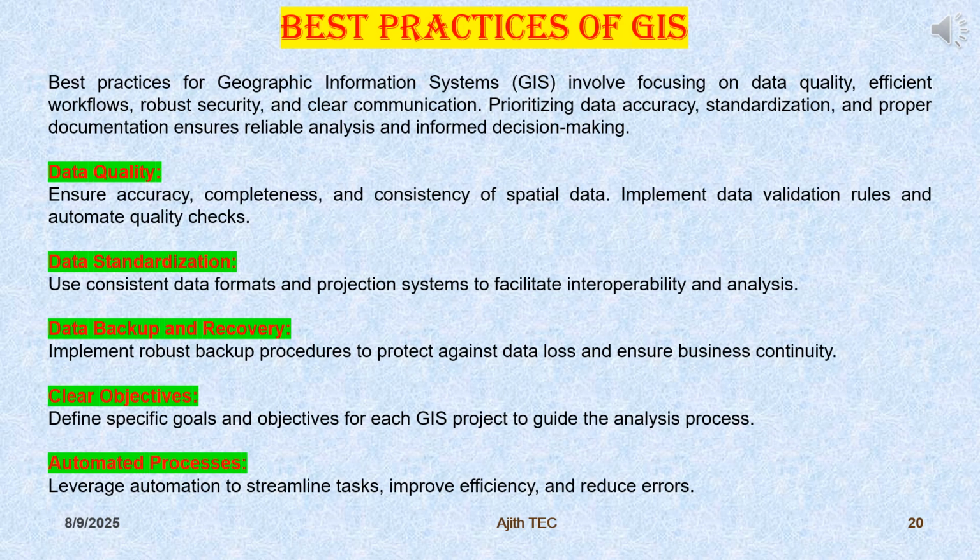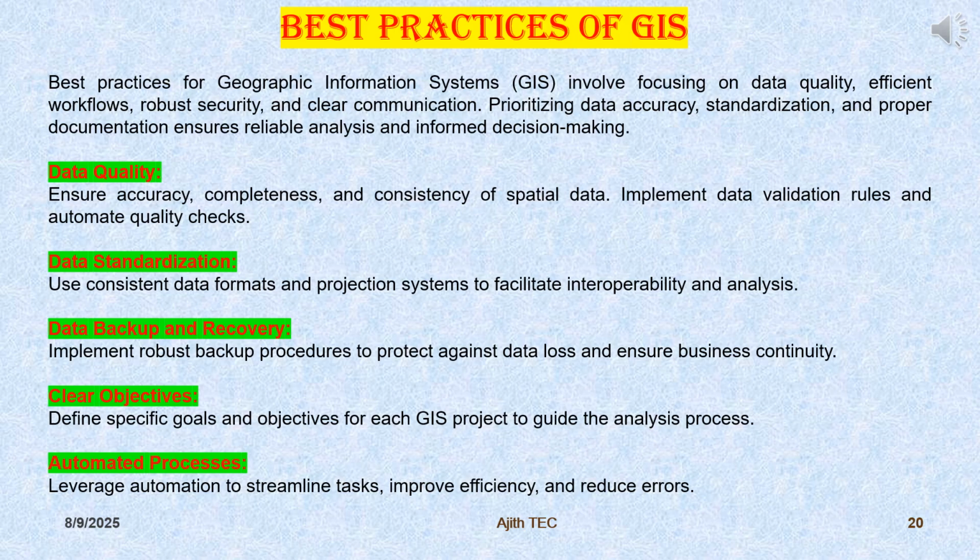Best practices of Geographic Information System. Best practices for Geographic Information Systems, GIS, involve focusing on data quality, efficient workflows, robust security, and clear communication. Prioritizing data accuracy, standardization, and proper documentation ensures reliable analysis and informed decision-making. Data quality. Ensure accuracy, completeness, and consistency of spatial data. Implement data validation rules and automate quality checks. Data standardization. Use consistent data formats and projection systems to facilitate interoperability and analysis.